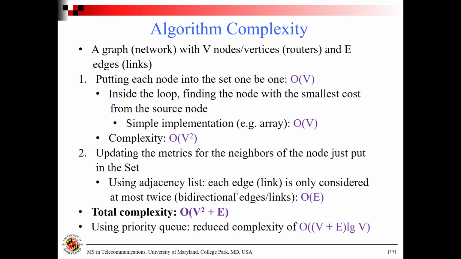Alrighty, let's continue here. So the last topic we would like to discuss is the complexity of the algorithm, right? So the number of steps we're going to have to take to complete this algorithm. And we will assume that this is a graph or a network with V nodes or V vertices or V routers, where V represents the number of nodes in our graph. And the capital E will denote the number of edges or the links in the network.